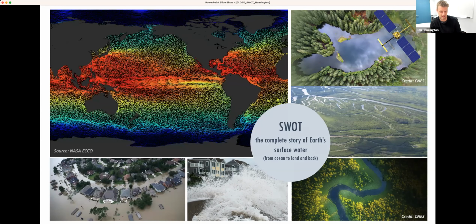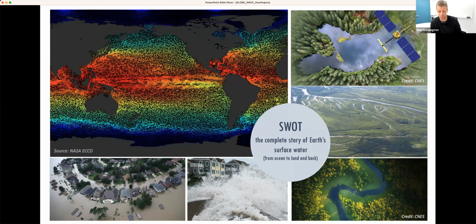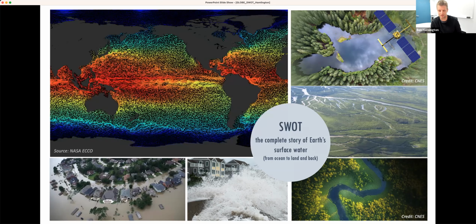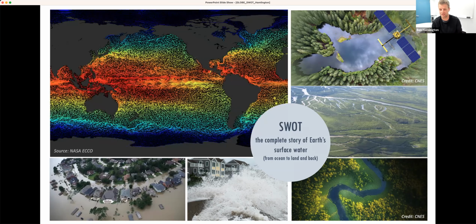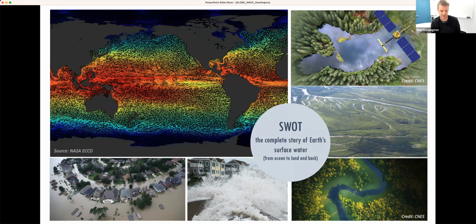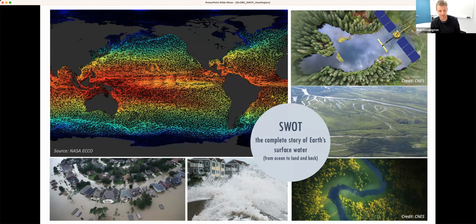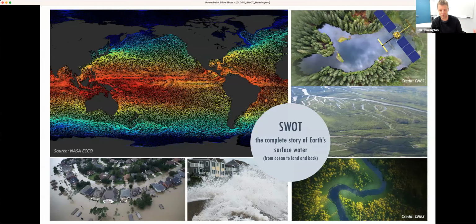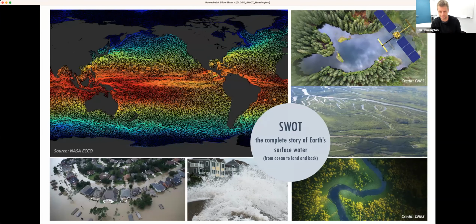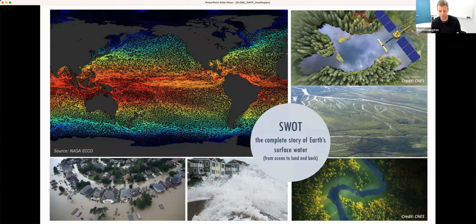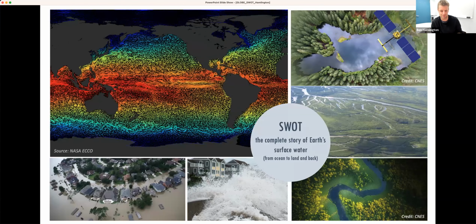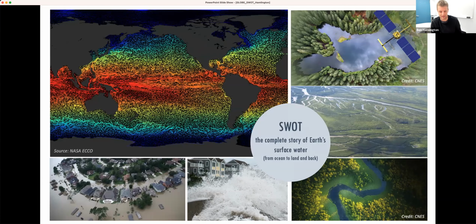And really importantly too, I study sea level. I do a lot of work with coastal flooding. SWOT's going to give us really new information at that coastal interface too. So it's going to tell us a lot about flooding in the future and how sea level is evolving, how our coastlines are evolving. So it's really exciting. It's going to cover hydrology. It's going to cover oceanography, but also that interface in the coastal regions. And I'm going to step through each of those with a few slides here, and then I'm happy to take questions.